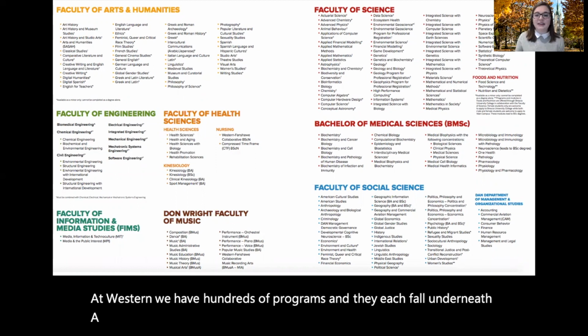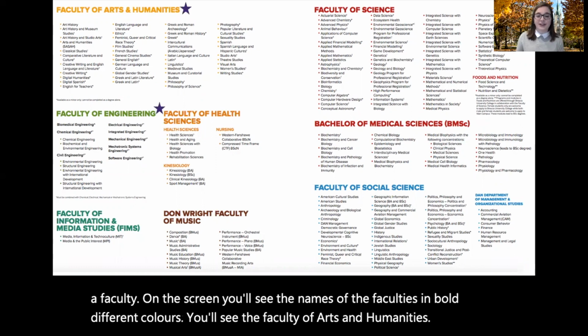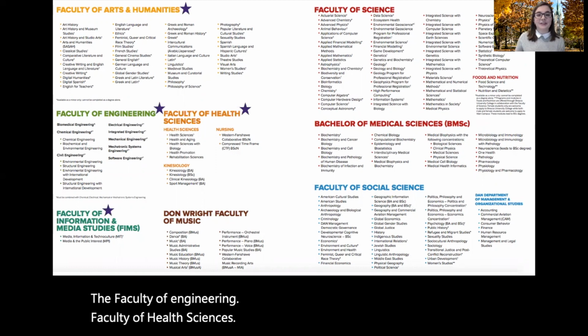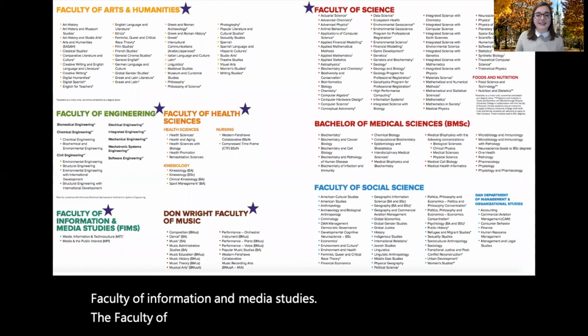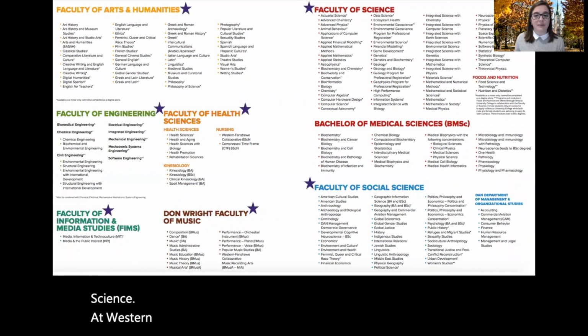On the screen, you'll see the names of the faculties in bold different colors. You'll see the Faculty of Arts and Humanities, the Faculty of Engineering, Faculty of Health Sciences, Faculty of Information and Media Studies, the Faculty of Music, the Faculty of Science, and the Faculty of Social Science. At Western, you often apply to the faculty. Those are the titles with the stars beside them.